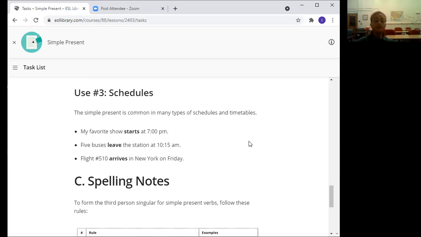Five buses leave the station at 10:15 a.m. Flight number 510 arrives in New York on Friday, right? Well, this looks like it hasn't happened yet. It will happen in the future, but because it's an indication of a forthcoming schedule, we use the simple present tense here for schedules.